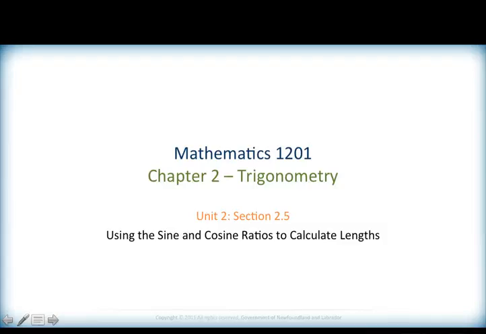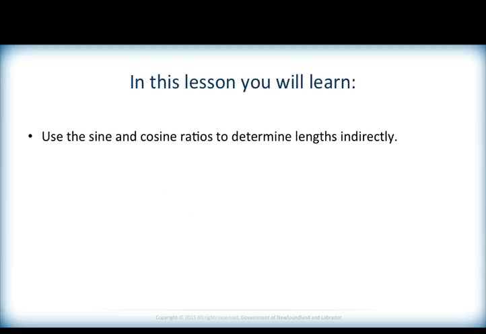In this lesson, we will look at Unit 2, Section 2.5, using the sine and cosine ratios to calculate lengths. In this lesson, you will learn how to use the sine and cosine ratios to determine lengths indirectly.